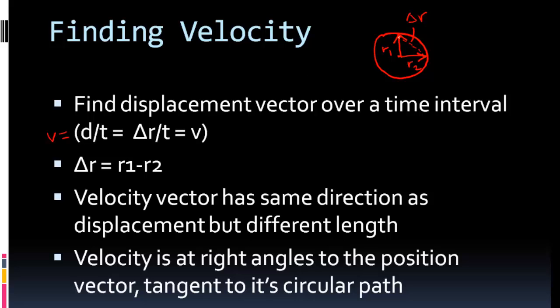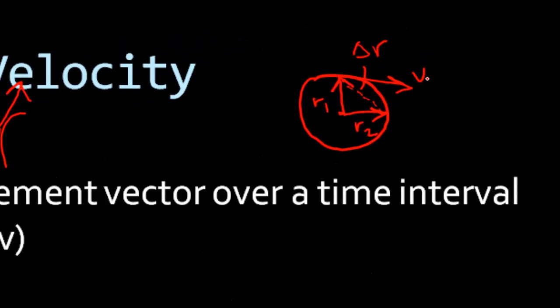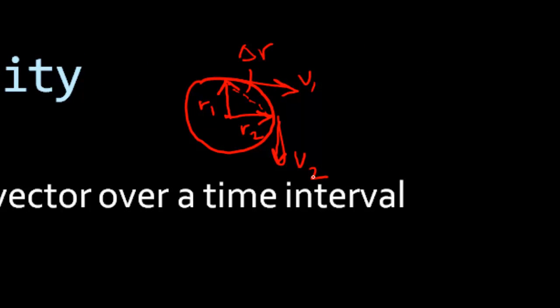So let's talk about what that means. If this is my position vector, my velocity vector is going to be tangent to it. A tangent is a vector that on an arc occurs at this one point and then goes off in a straight line from that one point. And so if this represents our displacement vector, then this is our tangent at that point. We would call this v1. And then if this is our displacement vector, this goes off at a tangent and we would call this v2. So it's at right angles to the position vector and tangent to its circular path.